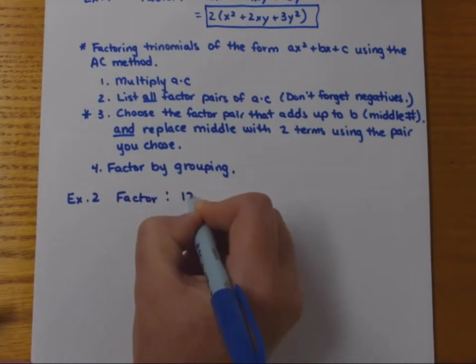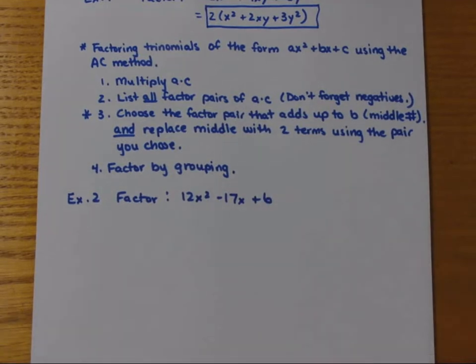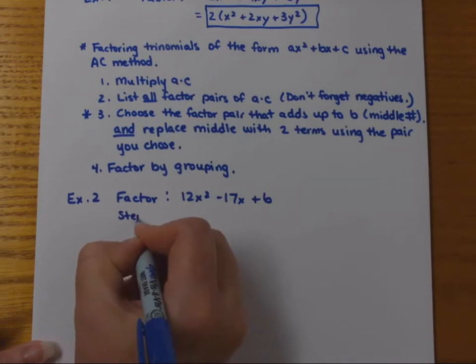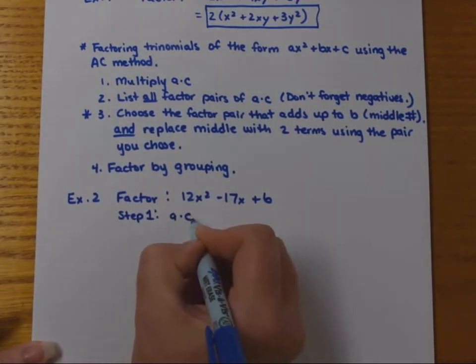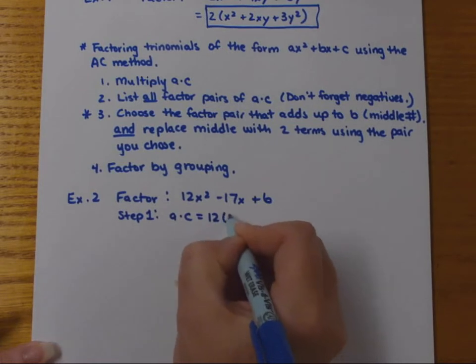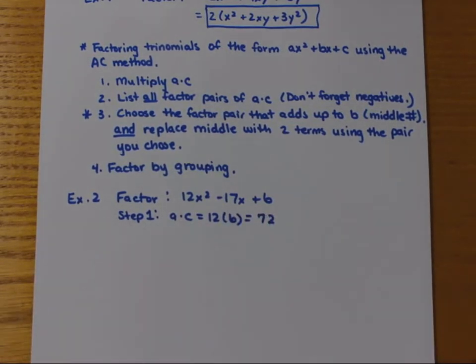So let's say that I asked you to factor the following: 12x squared minus 17x plus 6. Okay, so we're going to run through the steps. Step number 1 is going to be to multiply a times c. So we're going to do 12 times 6, which is 72. Okay, so step 1 is very, very short, very brief.